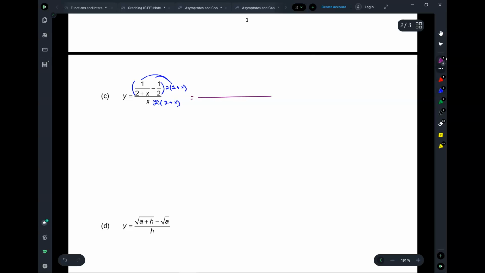So this becomes, okay, when you multiply this into the first one, you just get 2 minus 2 plus x, right? Because the 2's go away. Over 2x, 2 plus x. So in the numerator, that will be 2 minus x, which is negative x, over 2x, 2 plus x. X's go away, negative 1 over 2, 2 plus x.